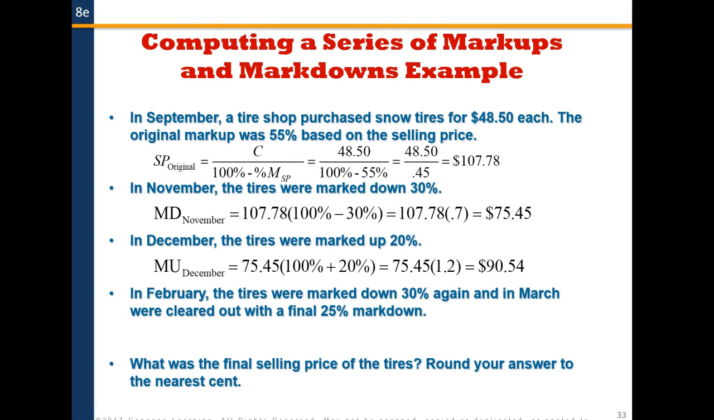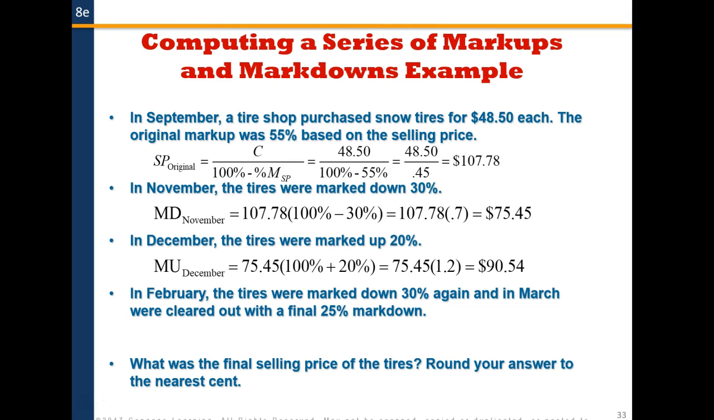So that's our selling price, $75.45, and we added 20% to that. So you're taking the whole amount and you're adding 20%, and you get $90.54. That's the new selling price.